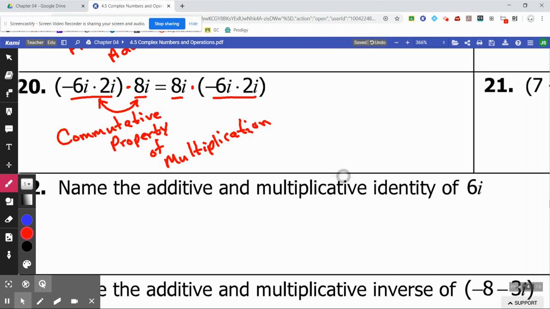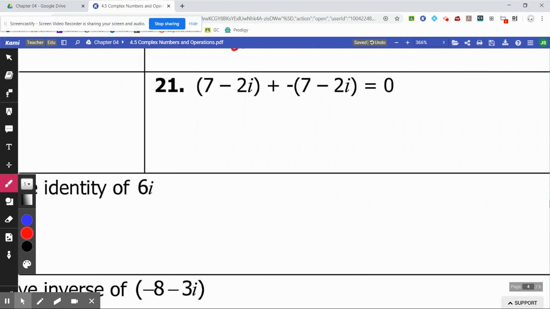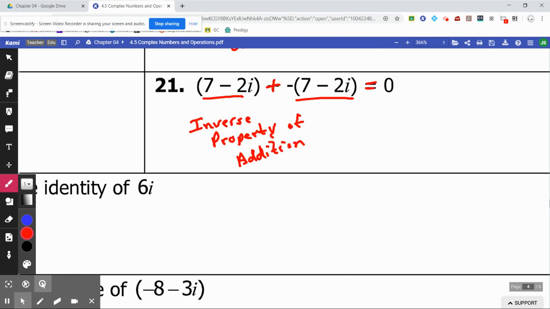Okay, number 21. You added a complex number to its opposite. And notice they just put the negative out front, and that's still the opposite of the two complex numbers, and you got 0. When you add a value to its opposite and it gives 0, then you added it to its inverse, its additive inverse. So this would be the inverse property of addition.